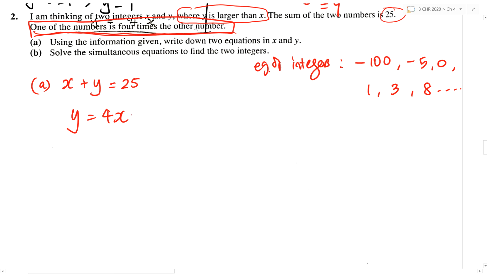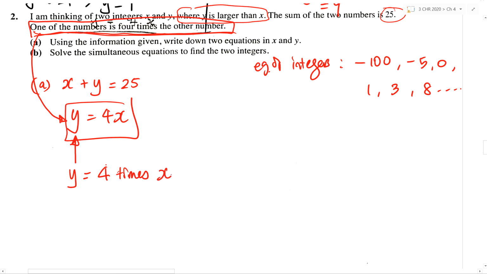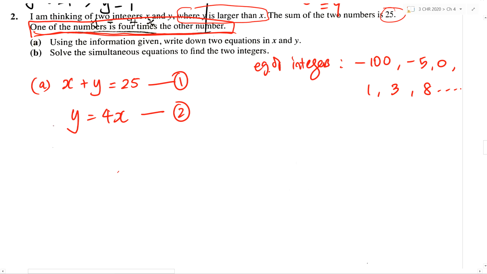Now, do you all agree? Y is 4 times of X. Shamim, okay? Does this tally with this statement? One number is 4 times of the other number? One of the numbers, which is Y, is 4 times of the other number. Y equals to 4 times X. And I chose Y to be 4 times X because they tell me Y is bigger. So this is my second equation already. Equation number 1 and equation number 2. Part A done.